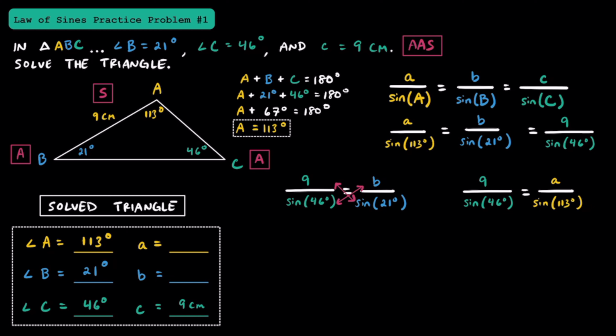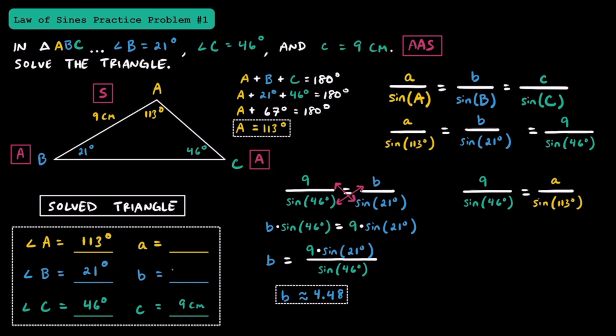For the proportion on the left, we can use cross multiplication and rewrite it as b times sine of 46 degrees is equal to 9 times sine of 21 degrees. Dividing both sides by sine of 46 degrees, we can write b is equal to 9 times sine of 21 degrees over sine of 46 degrees. And plugging this into a calculator, we get that b is approximately equal to 4.48. And I'm going to write that right over here as well.